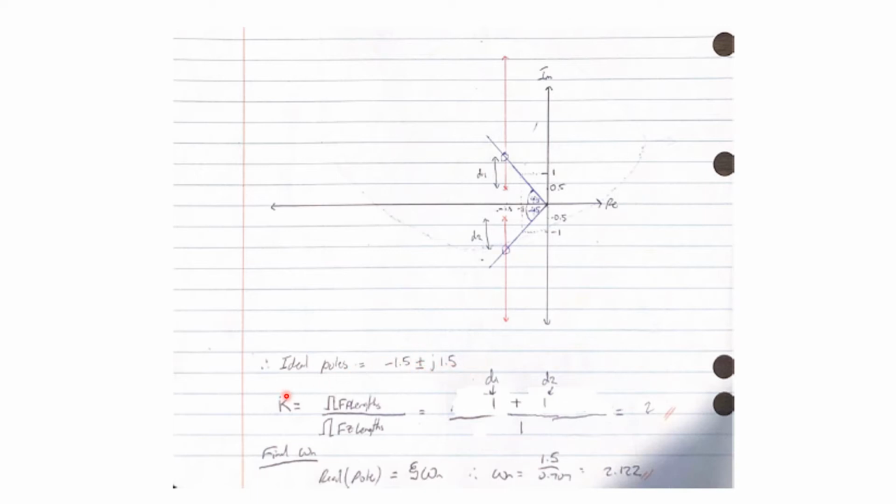And to find the k value, we just sum up the lengths between the poles and the ideal poles. For example, d1 is here, d2 is here. So it's just simply 1 plus 1 divided by 1, which gives you 2. And the natural frequency is just the real pole equals eta times the natural frequency, and therefore you can say the natural frequency turns out to be 2.122.